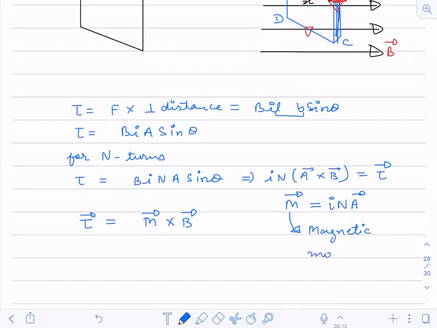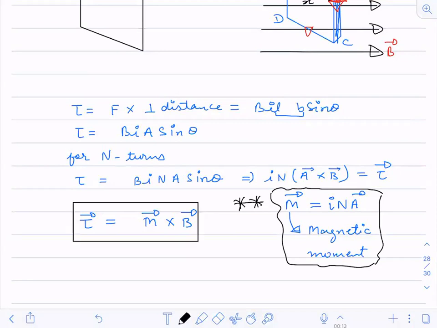You had studied about the dipole moment. So in magnetism, we have magnetic moment, and the magnetic moment for a loop is given as I N A. This is a very important thing. Don't think that this is trivial. It is a very, very important physical quantity that we will be using many times. So you have to remember what the magnetic moment is and what its direction is.